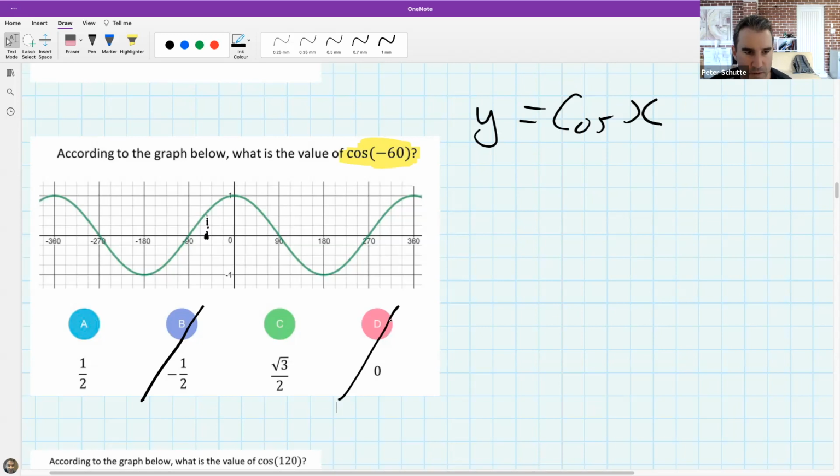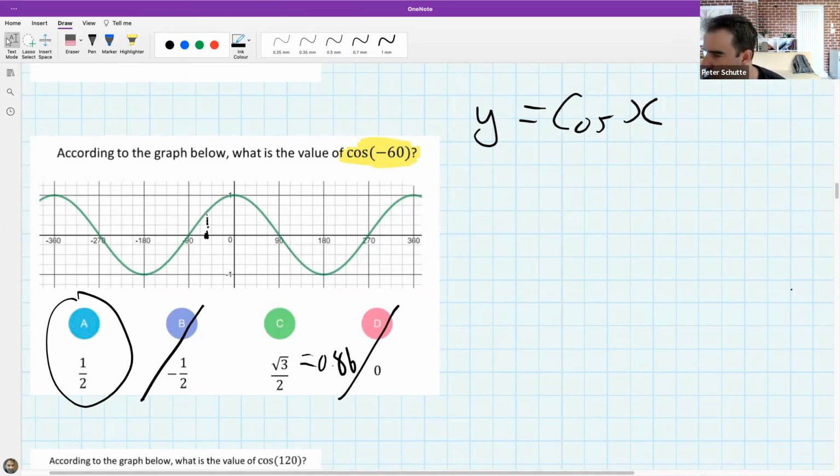So I know I meant to just use the graph, but if I go into my calculator, this calculator is not happy with me. Root 3 divided by 2, that in decimal land is 0.86, which is going to be very, very high. I can check my answer by checking my calculator, cos of minus 60, just to make sure, and it is a half. So that is correct.